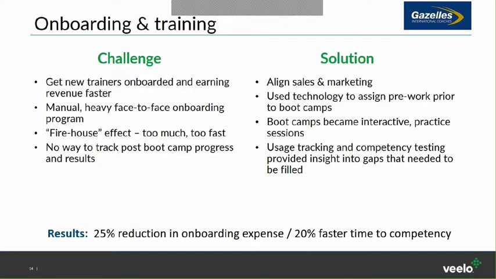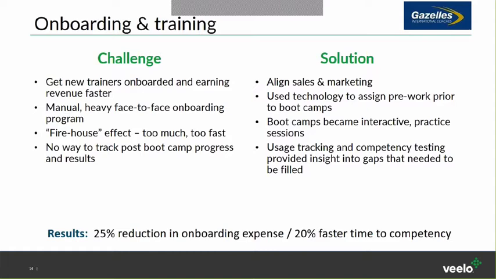The first one is from Gazelles International. And for those of you that aren't familiar with them, they are an executive coaching organization, so they're a service. Their product is sending highly qualified coaches and working with executive teams on a variety of challenges. They have a slew of offerings.